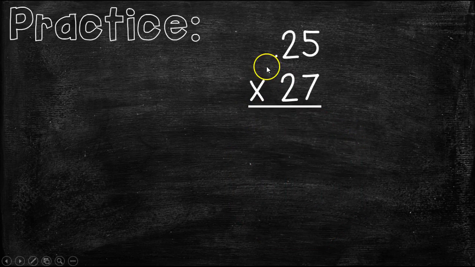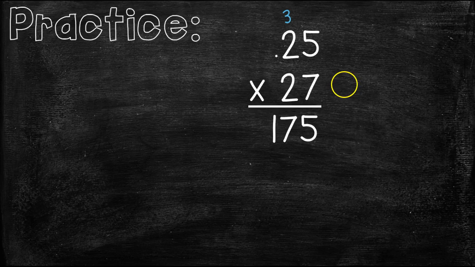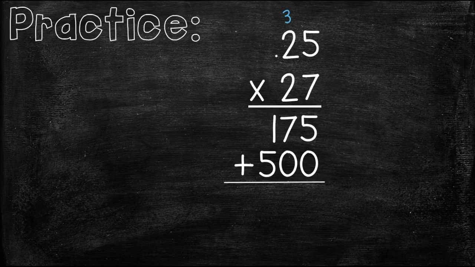So here we're going to write it in again. We're just going to forget completely that we have a decimal in here, and we're going to go through and multiply like we normally would. So 7 times 5 is 35. We're going to carry the 3. 2 times 7 is 14. Add 3 is 17. Now we multiply by the tens, so we need to add our 0. 5 times 2 is 10. Carry the 1. 2 times 2 is 4, plus 1 is 5. Now we need to add our partial products together, and we get 675.